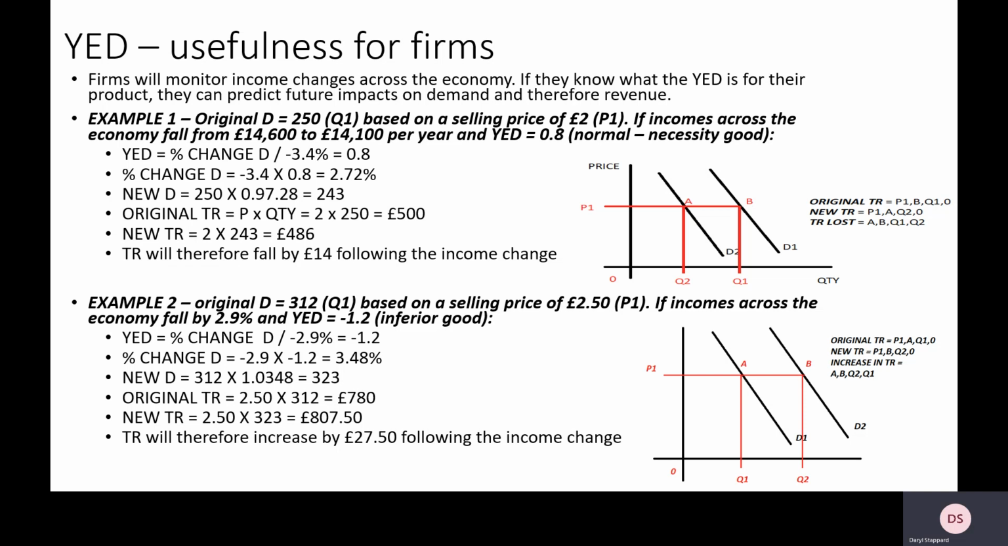What you've got here is how firms will use YED, why it's useful for them. Now, businesses, when they produce goods and services, they've got to be able to predict demand. So they want to know, what will the demand be for particular goods and services? And what they know is that people's incomes will have a big impact on people's demand for goods and services. So, for example, if you're the producer of a normal good, so it could be necessity or luxury, you know that as incomes increase across the economy, then people will buy more of your goods and services.